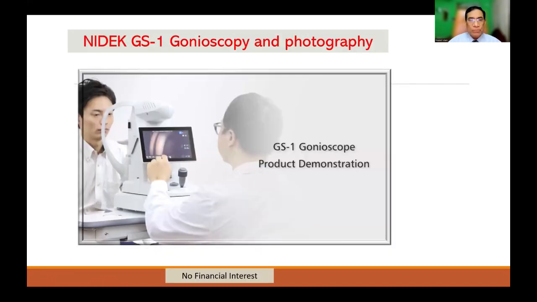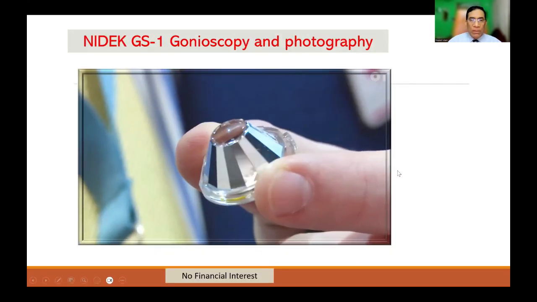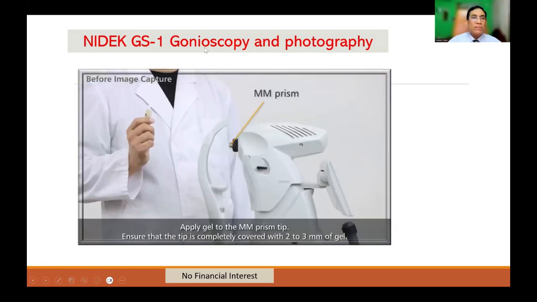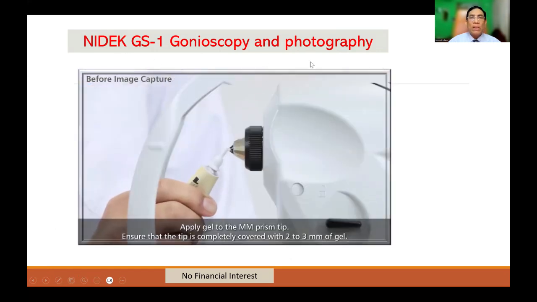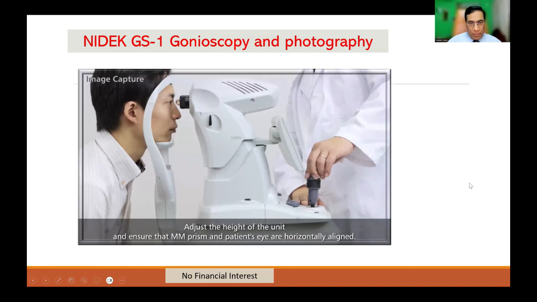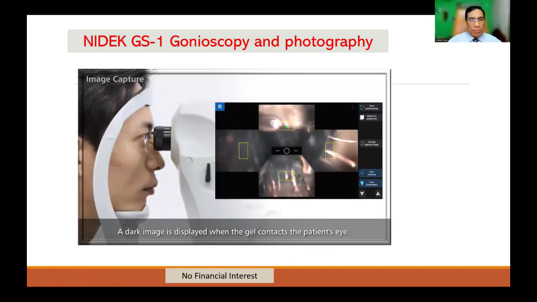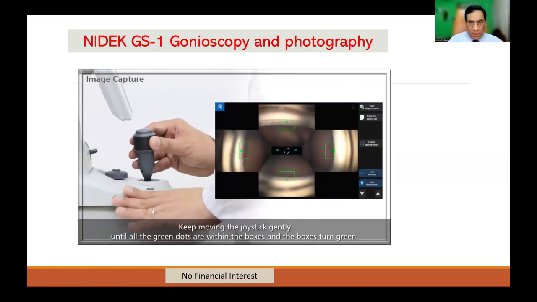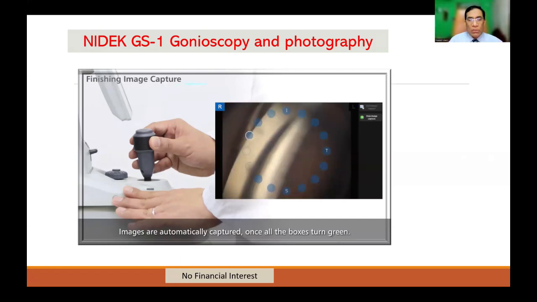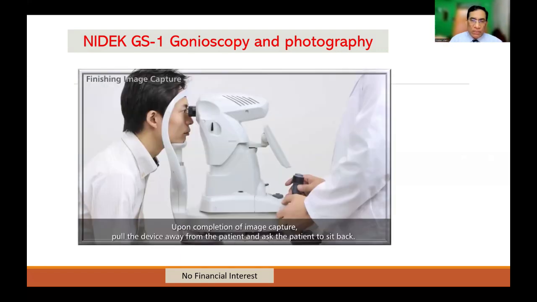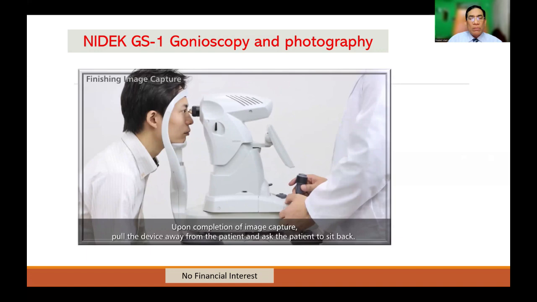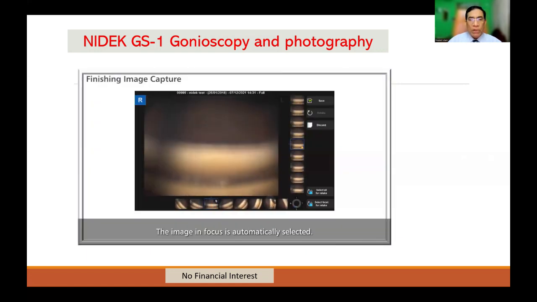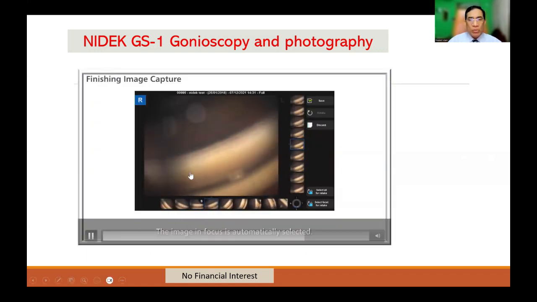Then I also practice this. Nowadays, I don't have any financial interest, but the NIDEK GS1 gonioscopy machine gives you the opportunity to examine the angle and take a photograph of the angle. It can take many pictures and then coalesce them to make a circle, so the whole 360-degree angle can be visualized and photographed, and you can analyze any part of this.